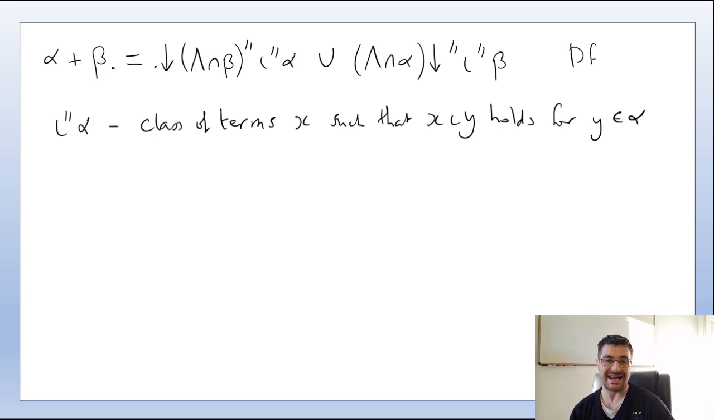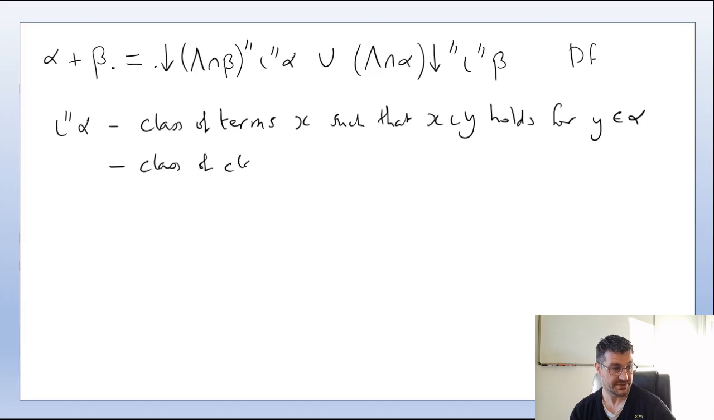Right, well, what is iota? Iota is a fixed relation. This is introduced in section A of part 2. It's the relation of the unit class of a particular object to the object which is the only member of that unit class. Okay, so this relation x iota y will hold if and only if x is equal to the unit class of y. Okay, so iota double primed alpha is the class of terms, or the class of classes even.